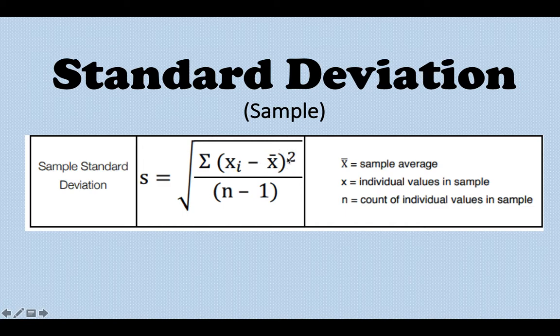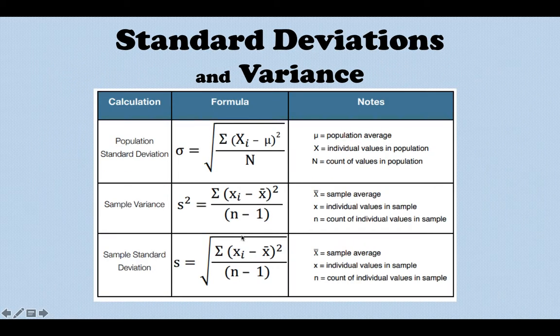Then you square it. Then you add them together. Then you divide by n minus 1. Then you take the square root of it. So as I said, there's the population standard deviation and the sample standard deviation. For the population, you use the population mean and the n.